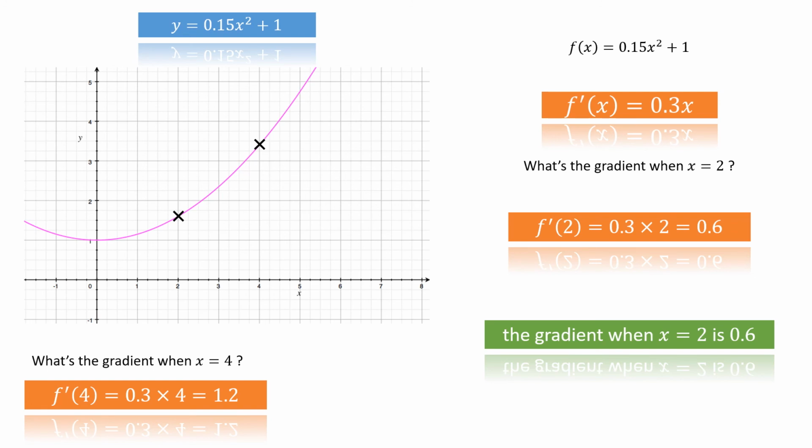Now, the process via which we find the derivative is known as differentiation. And the derivative is a function that gives us the gradient of a curve at any point along its length.